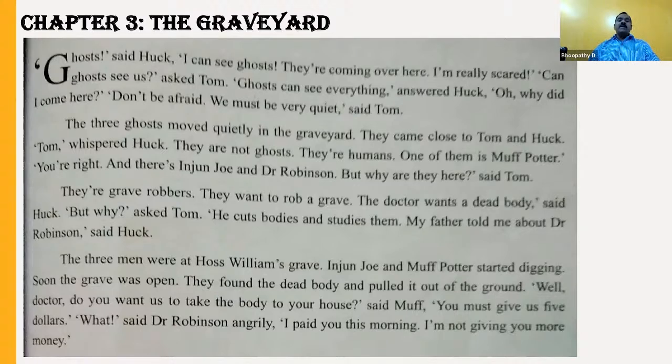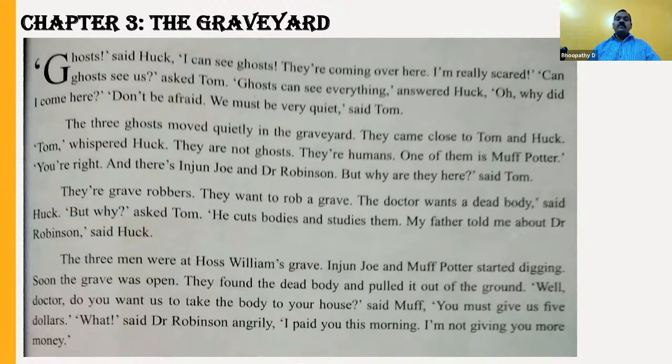They were hiding behind the bush, and they whispered, "They are not ghosts. They are humans." Actually, they are Dr. Robinson, Injun Joe, the villain, and Muff Potter, a drunkard. The three came to the graveyard in search of a dead body.